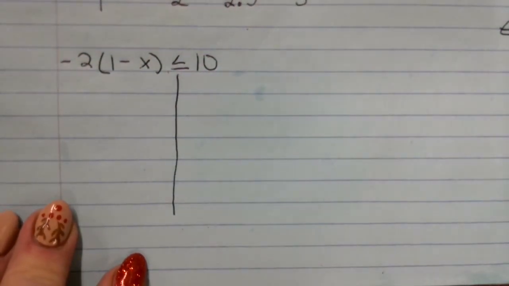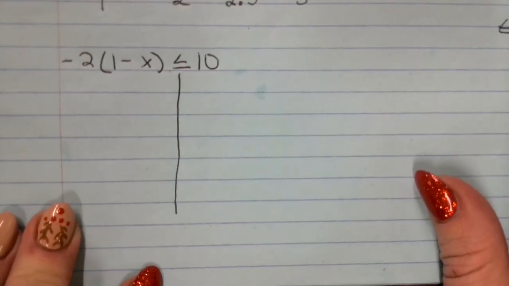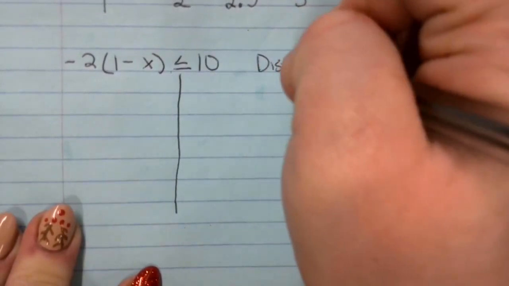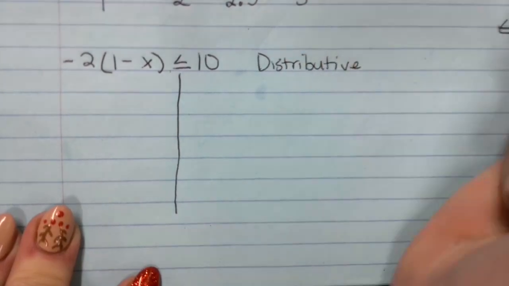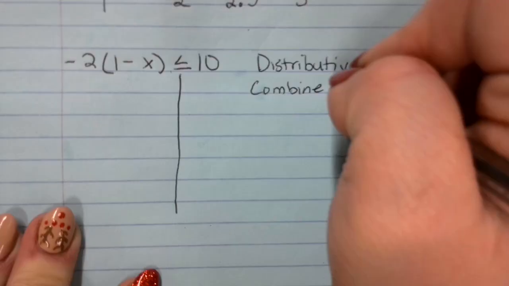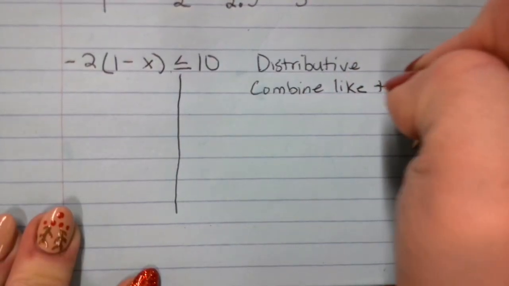A lot of the times we make mistakes in math, not because we don't know how to do it, but because we are not staying organized. We're always going to try to get rid of any parentheses we see first through the distributive property, and then we'll combine those like terms. The goal is to get the variable on one side and the constants on the other. Remember, the constant is just a fancy word for numbers.